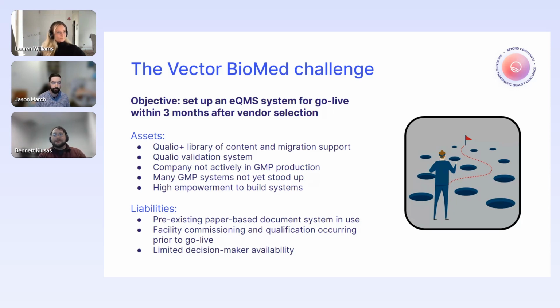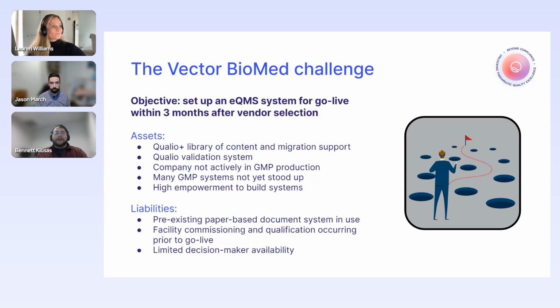We didn't have all these GMP systems stood up. And we put those as assets because these are things that we don't have to worry about transitioning or winding down. This allowed our implementation team to be empowered in how we got things moving. Whereas our liabilities were our pre-existing paper-based system that had to get wound down. And we did have work that needed to occur in a GMP fashion ongoing in the style of facility commissioning and equipment qualification so that we could fire these all at once. And more importantly, it's a startup environment. You're going to have that limited decision maker availability.